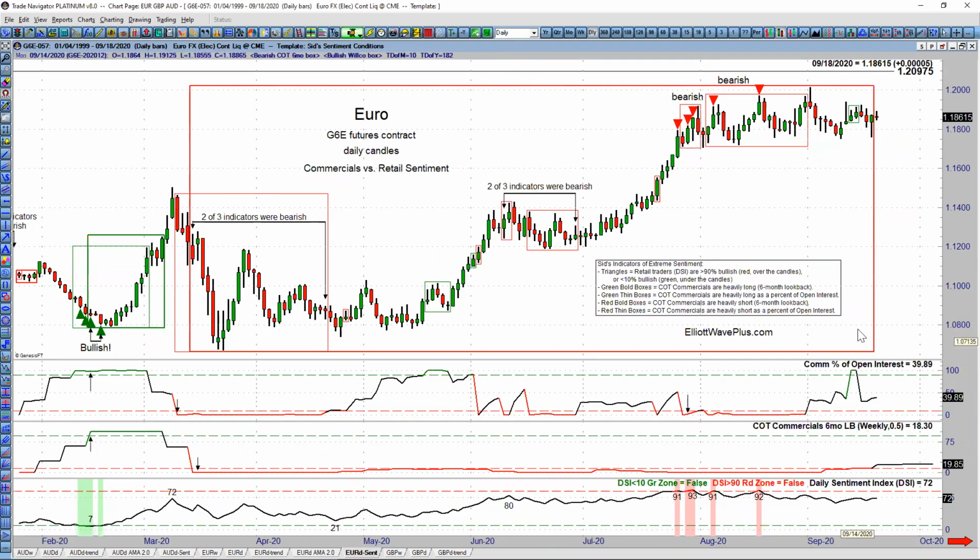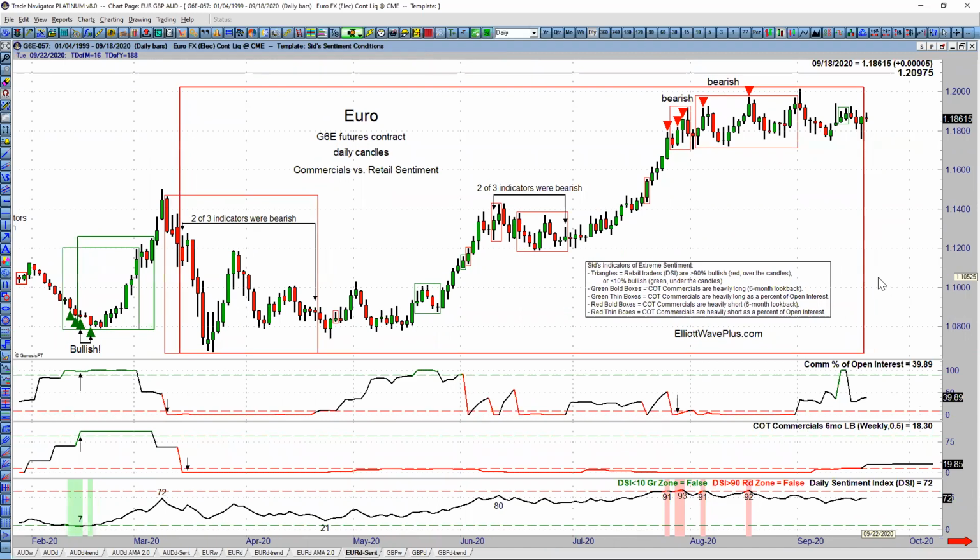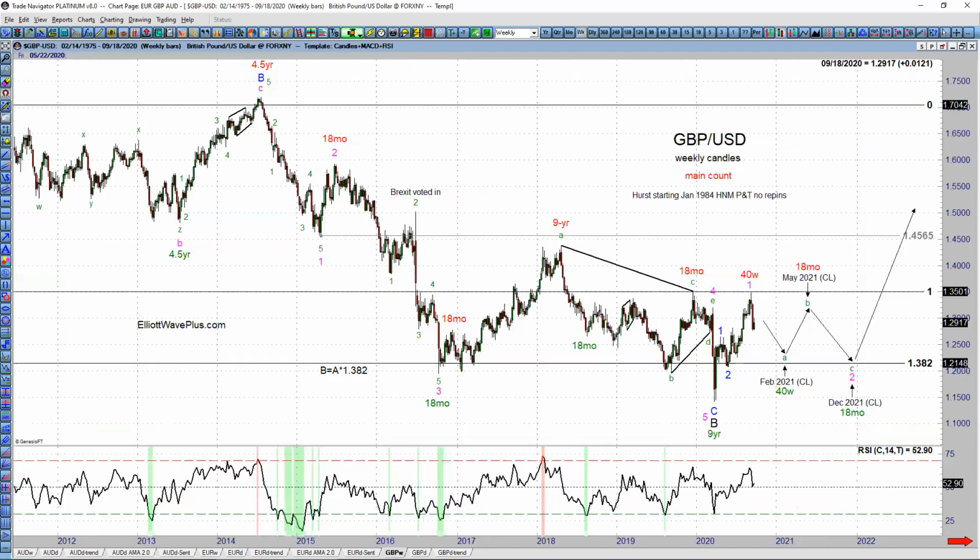If anything, the positioning on euro is still bearish, although it's not quite as bearish on a 6-month look back as it was a couple of weeks ago. It's still on the bearish side, and the retail is still quite long at 72. Still, I think there is some froth here that needs to work its way off.